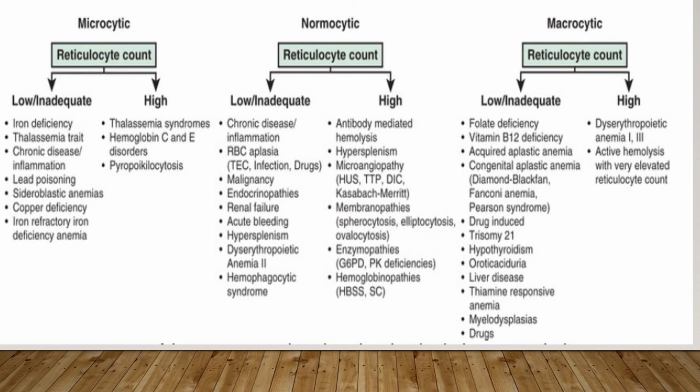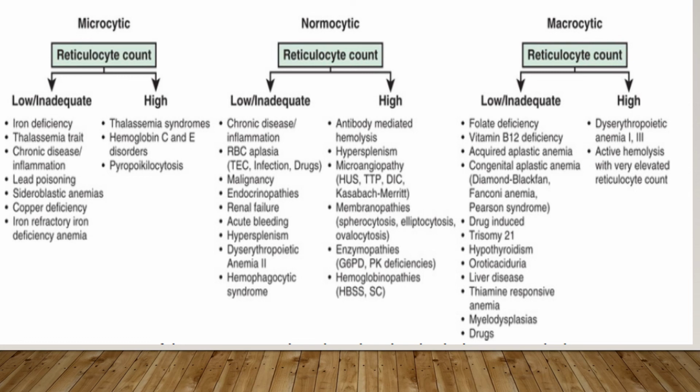If a child has low MCV with low retic count, it might be due to iron deficiency anemia, thalassemia, chronic disease, lead poisoning, sideroblastic anemia, copper deficiency, and the like. And low MCV with high retic count includes thalassemia syndromes, hemoglobin C, and hemoglobin E disorders, and the like. And normal MCV with low retic count includes chronic disease, RBC aplasia, malignancy, hypothyroidism, and the like.